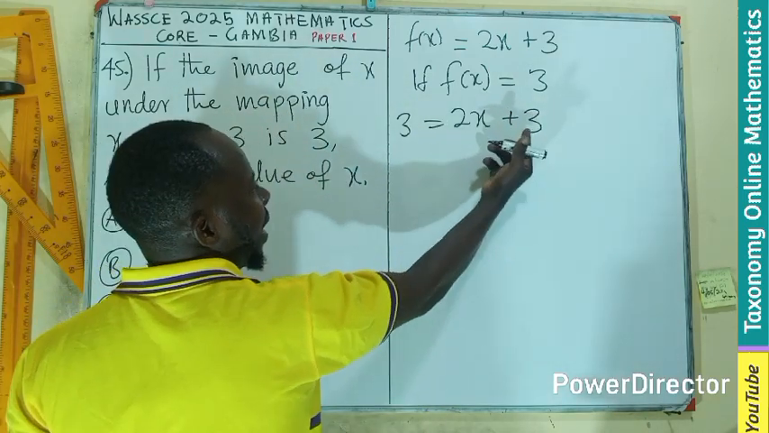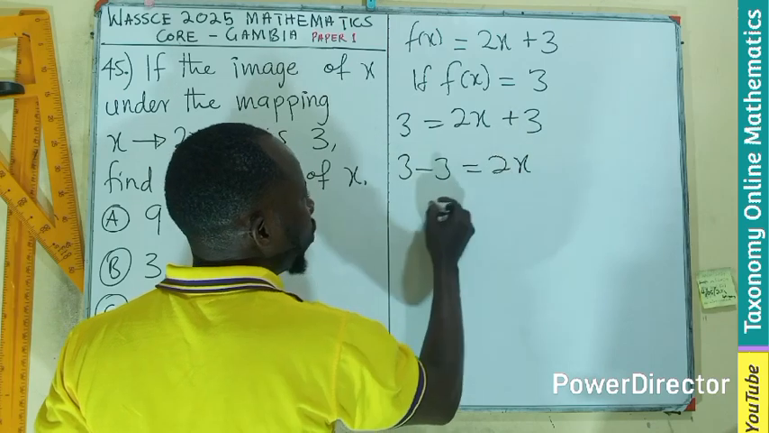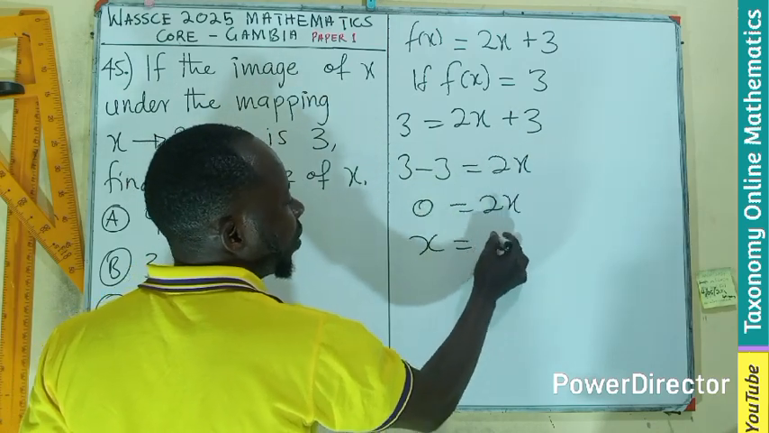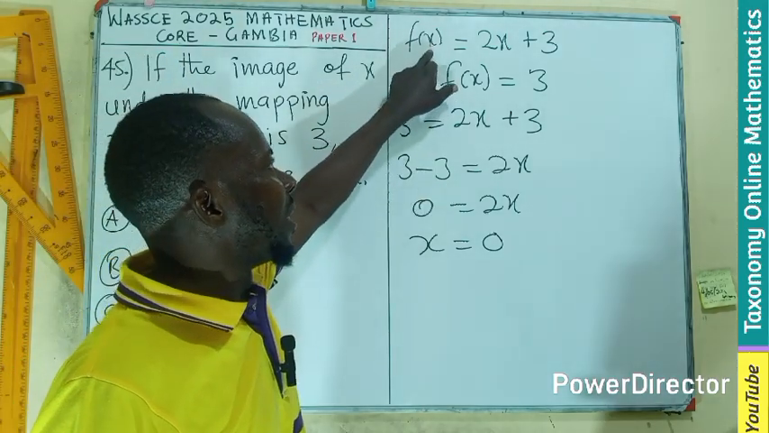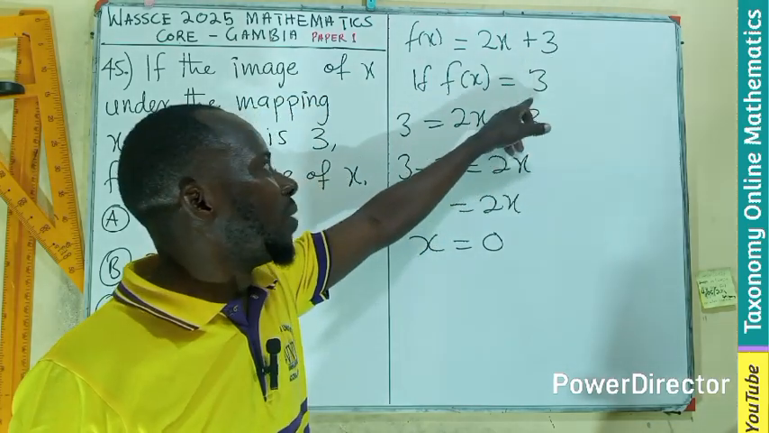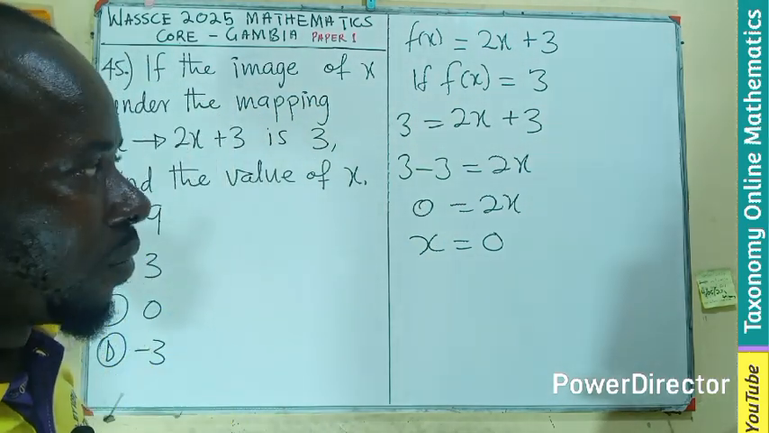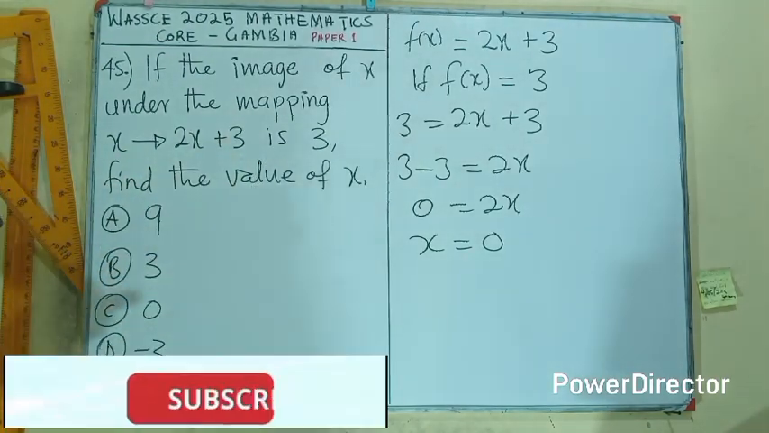This 3 equals 2x plus 3. Let's group like terms. 3 minus 3 equals 2x. 0 equals 2x, meaning x is going to be 0. So you can see, when we put 0 here, we have 2 times 0, which is 0, plus 3. That will give you the value of 3. So the answer we are looking for is 0, the image of x under which this will give you a 3.